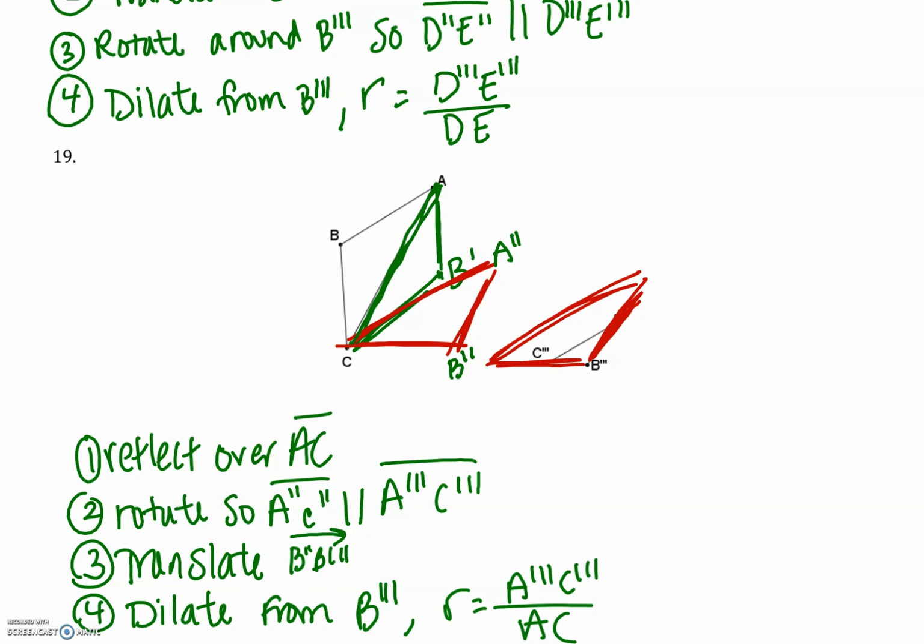What a lot of people will try to do first is translate, then rotate, then reflect, and then dilate. And if that helps you, you can do it that way, but it's really all about whatever you see in a particular picture.